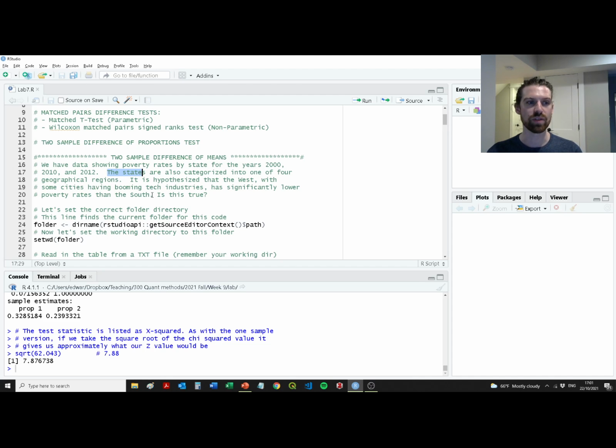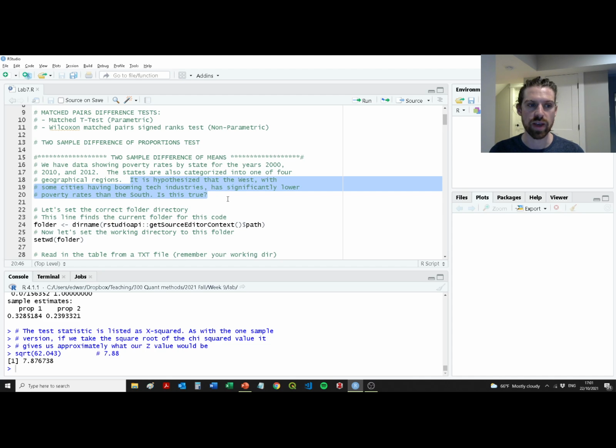We need to load that data in first, okay? So essentially the states that we've got are categorized into different geographic regions across the United States. And it's hypothesized, this will be the focus of our first question, that in the West, the western part of the United States, where many of the cities have a booming tech industry, there are, as a consequence of that, lower poverty rates compared to other parts of the US, for example the South, where maybe you have a less booming economy, and maybe there are more structural employment issues within some of those more southern states.